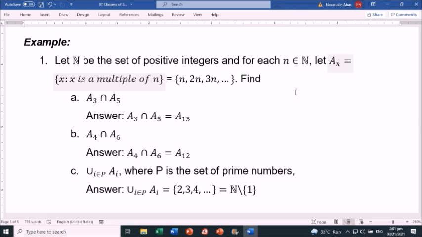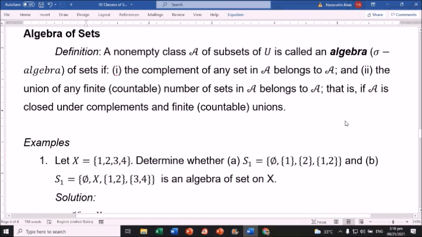For letter C, we have here the union of these sets, where P is the set of prime numbers, is this one. Of course, the counting numbers starting with 2, 3, 4, 5, 6, and so on. Hindi kasali yung 1 dahil nga 1 is not a multiple of any prime number.